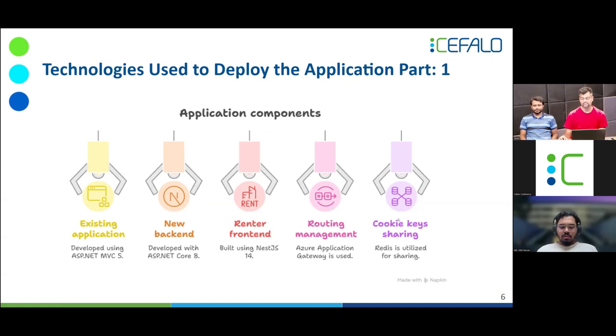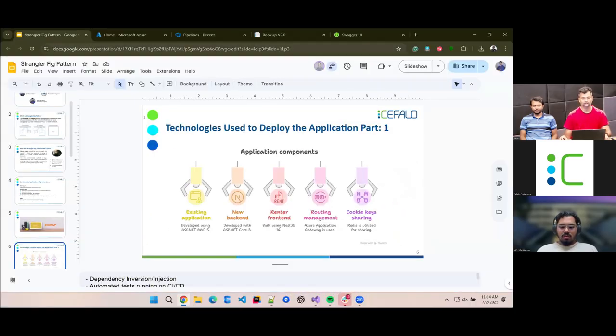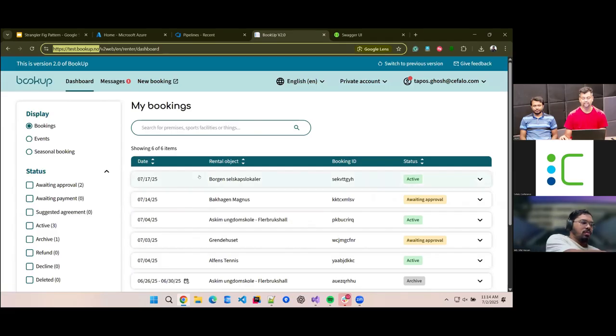And cookie key sharing is very important because in our application, when we are moving to the new system and getting a user's booking related data, the backend API decrypts the cookie and gets the logged in user information. So that's the reason the old application and the new backend application both need to encrypt and decrypt the cookie. For that purpose, we store the cookie in the Redis server, and both of the applications can easily encrypt and decrypt the cookie data.